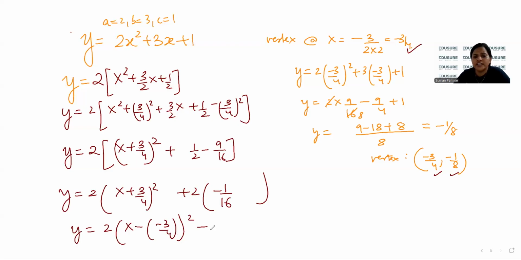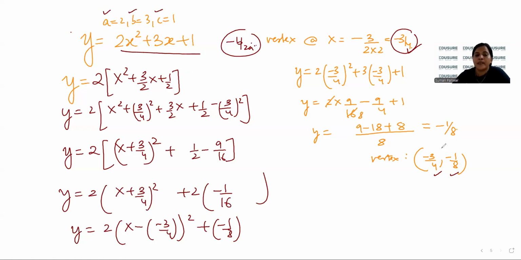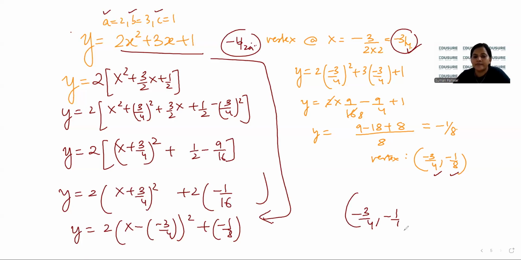So this conversion is not required when it is not asked. You can find the vertex by looking at A, B, and C because we know that the vertex occurs at minus b by 2a. And then you can know the y coordinate by just putting the x coordinate in this equation. But if you have to convert this into vertex form, this is how you do it. So from here, the vertex is minus 3 by 4, minus 1 by 8.